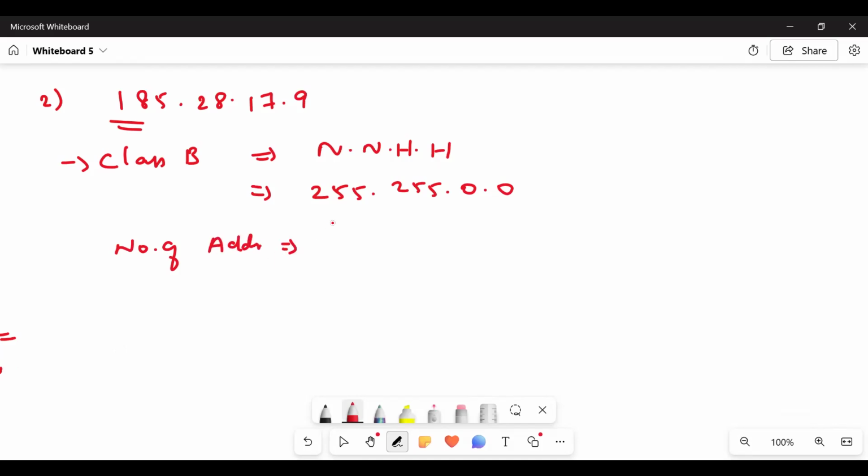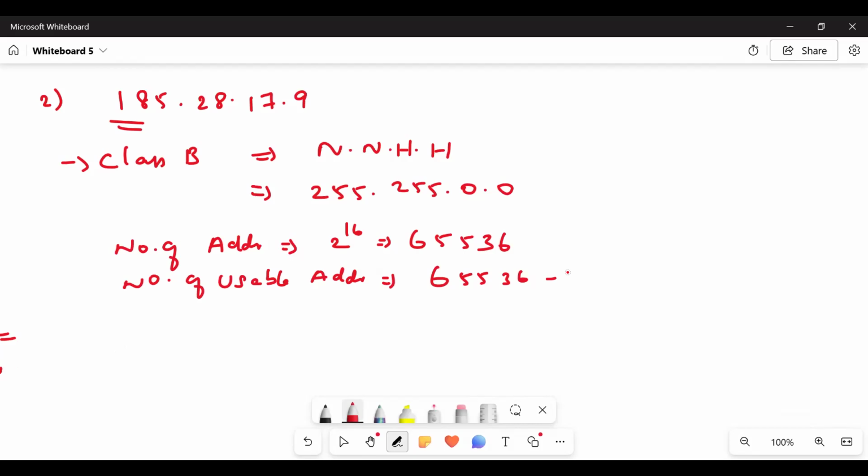Now again, we are going to find the total number of addresses. The total number of addresses is 2 power 16, so the value is 65536. Now how to find the number of usable addresses? The number of usable addresses is equal to total minus 2, that is 65536 minus 2, which is 65534. So this many addresses can be allocated for the hosts.